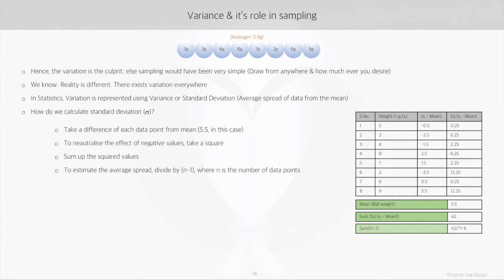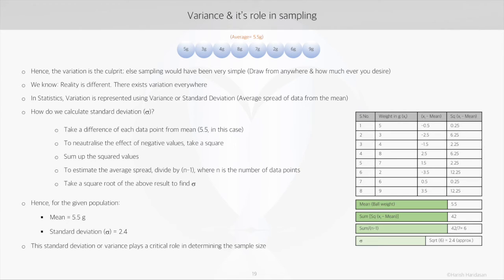Since we want the average spread, we divide the sum by n minus 1, where n is the number of data points and n minus 1 is the degrees of freedom. These concepts have been detailed in the previous video on sigma level. Finally, we take a square root to find the standard deviation, because standard deviation is the square root of variance. So for this data set, we get a mean of 5.5 grams and a standard deviation of 2.4. This standard deviation plays a very important role in determining the sample size.